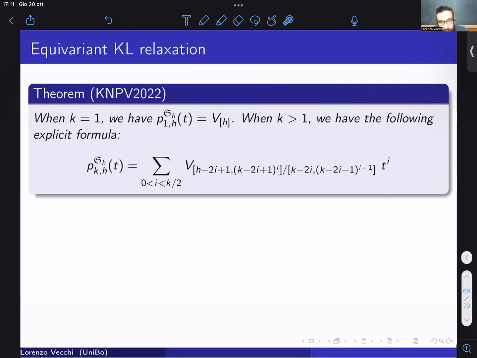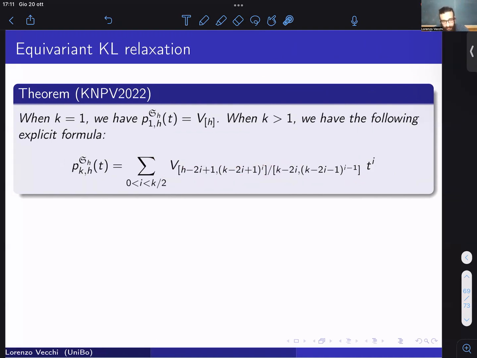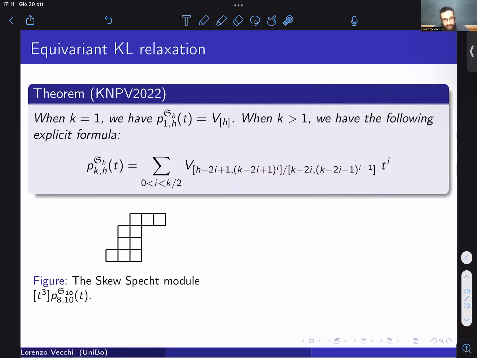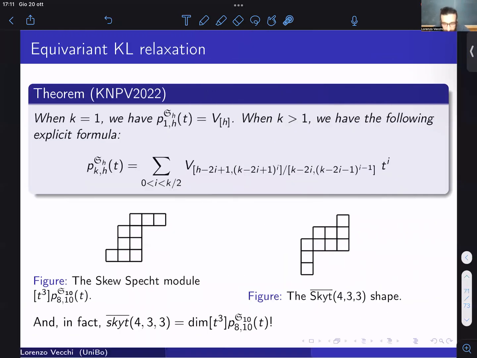So what are these representations? Again, these representations are indexed by some particular skew diagrams. And as you might expect now, the skew Specht modules associated to these coefficients are actually very close to the skew diagrams that counted the coefficients in the non-equivariant case. And once again, the number of fillings of these shapes is exactly the dimension of this skew Specht module.